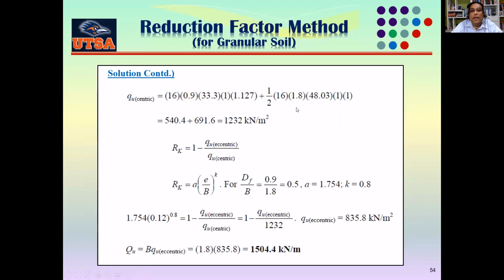Now you have to find out the reduction factor. To find out the reduction factor, you need to know your D_f by B, which is 0.9 by 1.8, is 0.5.